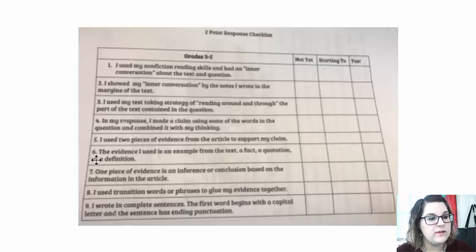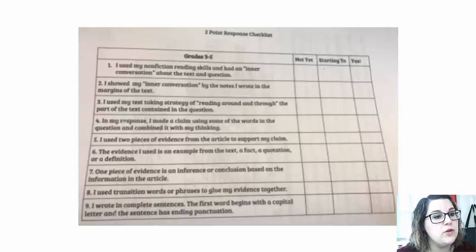Number 6, the evidence I used is an example from the text, a fact, a quotation, or a definition. So right from the text. One piece of evidence is an inference or conclusion based on the information in the article. So again, that's the what does the text say? What do you say? How do I put those 2 together? I used transition words or phrases to glue my evidence together. I wrote in complete sentences. The first word begins with a capital letter and the sentence has ending punctuation. Please, 5th graders, capital letters and punctuation.